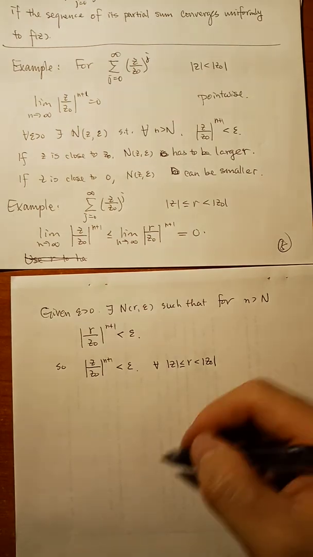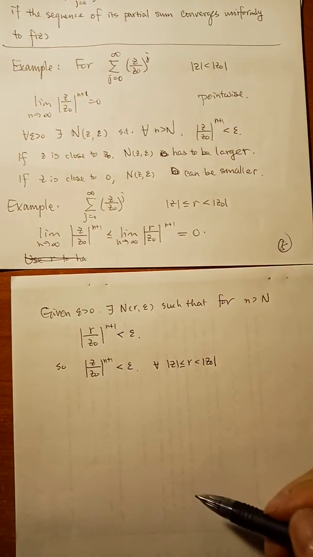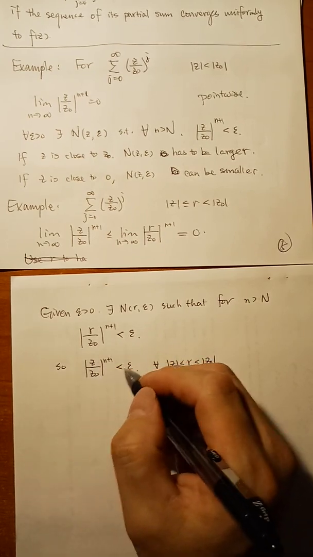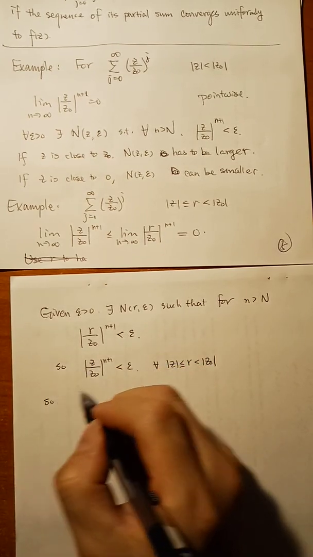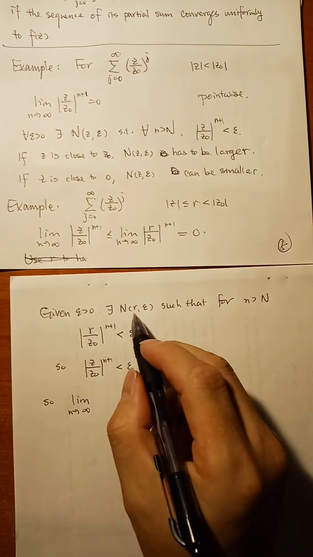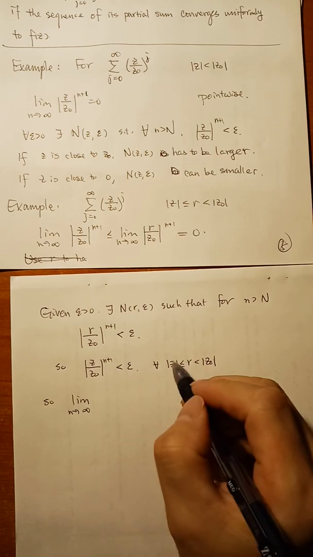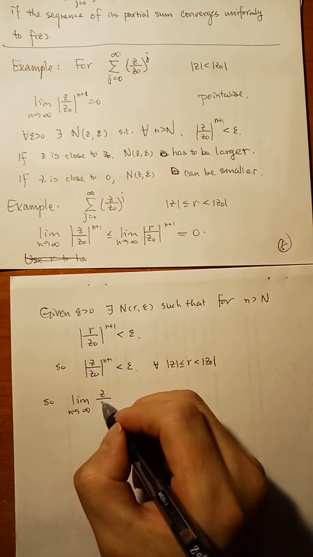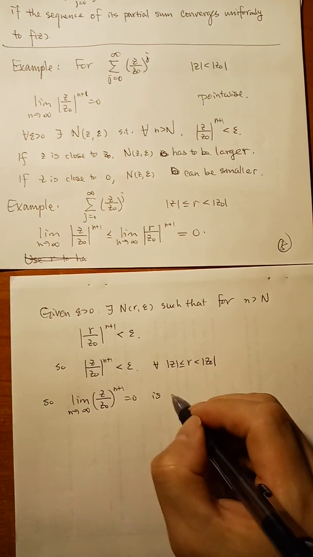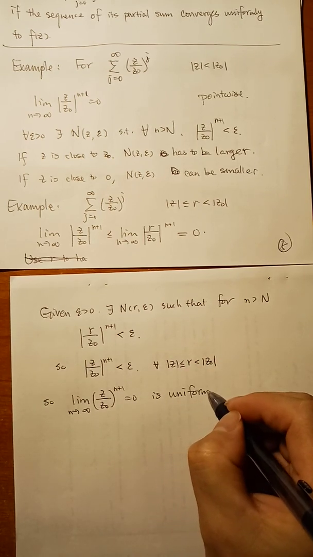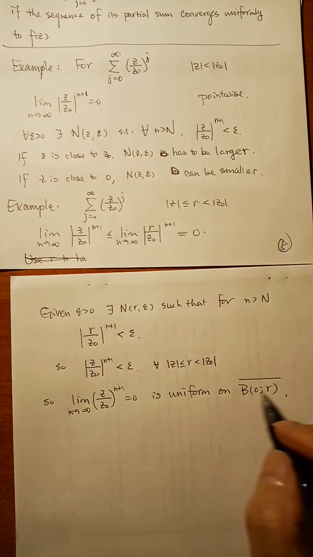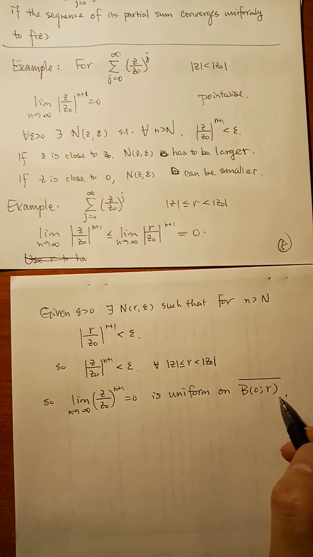The closed disk, we're talking about the closed disk. Here is the open disk. Okay, then this is uniform. The limit, you see here, depends on R but not on Z. So the limit of Z over Z0 to the n plus 1 equal to 0 is uniform on the closed disk centered at 0 with radius R.